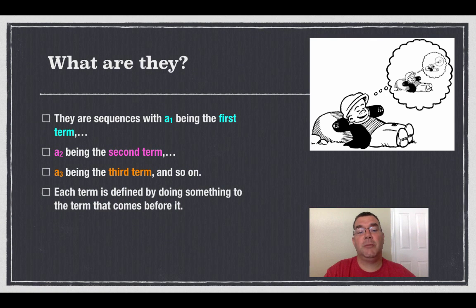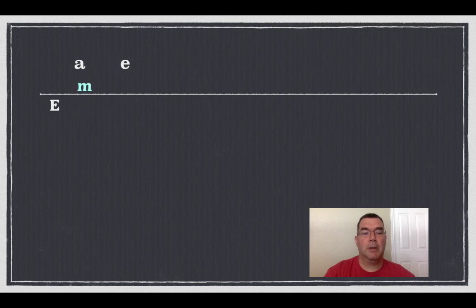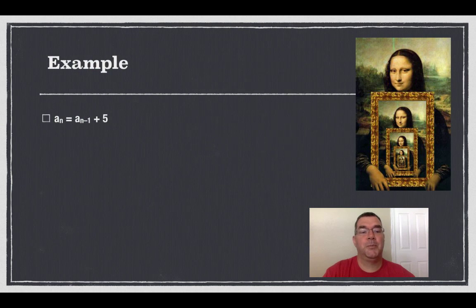Each term, though, is going to be defined by doing something to the term that comes before it, and there's a notation for that. And then I have to give you the first term as a number. So let's look at an example. If I have an equals an minus 1 plus 5, well, that seems kind of confusing, but I know that an is a term in the sequence, and an minus 1 would be the term that comes before it. So every term in the sequence is going to be whatever the term before it is plus 5. So to get from one term to the next, I'm going to add 5.